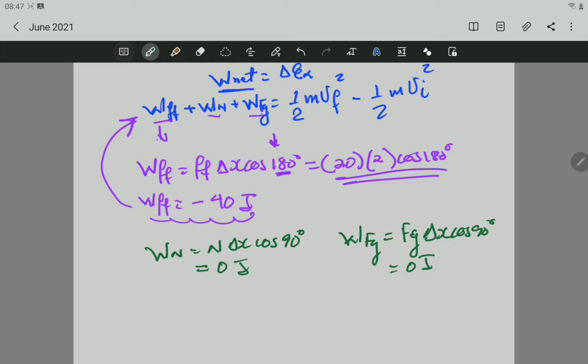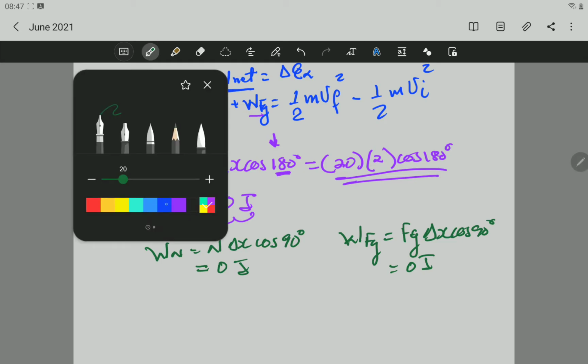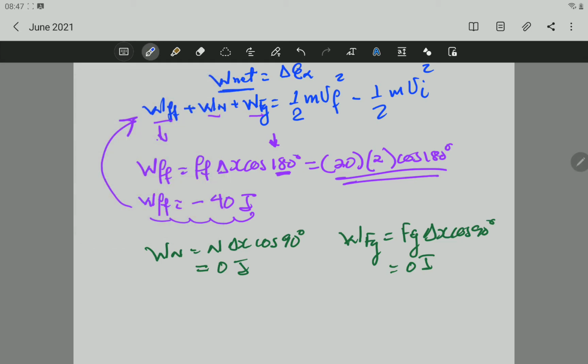Alright, now you don't have to substitute the 0 if you don't want, but you can. Okay, so let's substitute everything so you can see it. Work done by frictional force, and now I'm going to this equation again.